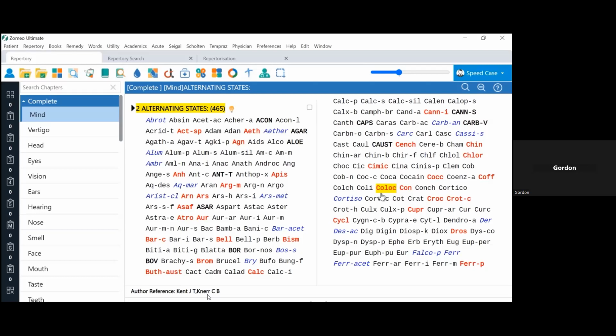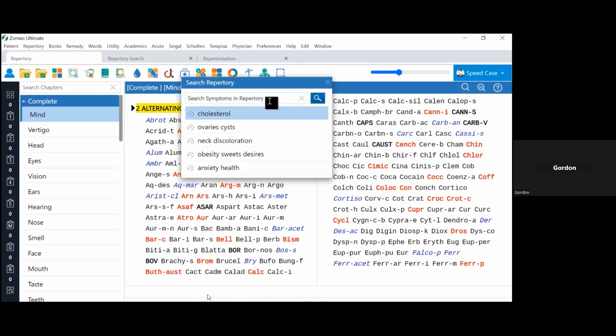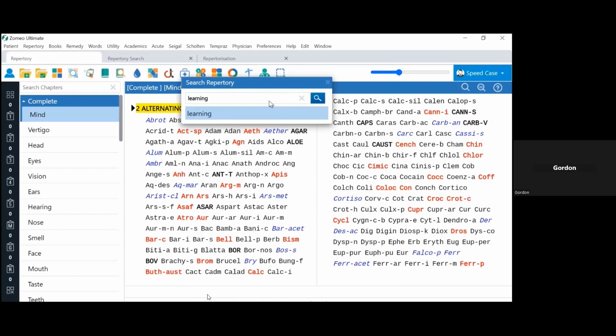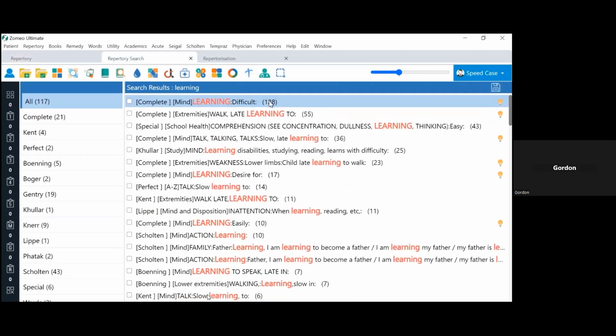So the first symptom that we naturally took was learning difficulty or learning disorder. So I did a control S and I wrote just learning, and now I get the results. I took two symptoms out of this. The first, that is learning difficult, and the second, we took from another repertory, mind learning disabilities. These were the two symptoms we recorded.